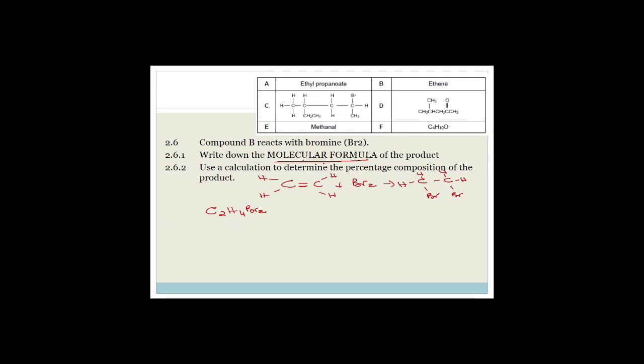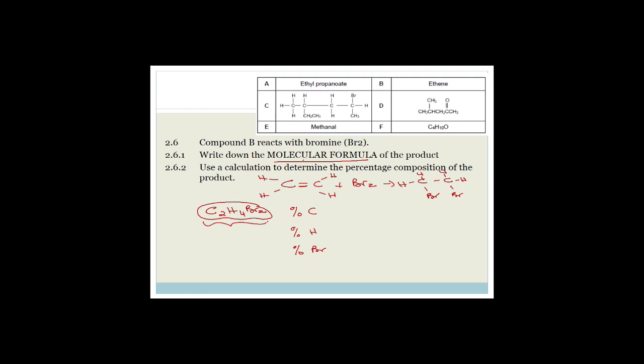Right, so the percentage composition of the product. We're looking at what the percentage makeup is of the carbon, the hydrogen and the bromine inside this. So we're looking at the percentage of carbon, the percentage of hydrogen, and the percentage of bromine. And please remember that this is always with respect to mass.